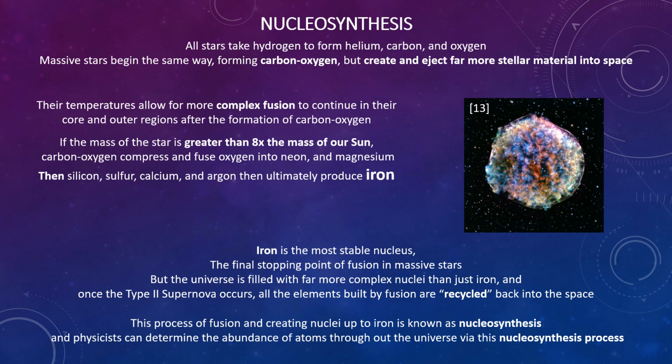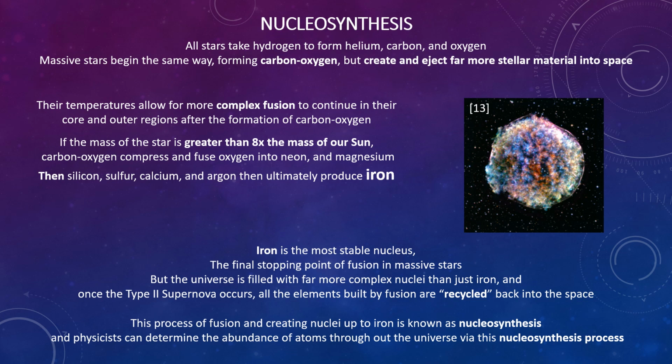Massive stars' temperatures allow for those complex fusion cycles after carbon and oxygen. And if the mass is greater than 8 times that of our sun, we will get a lot of oxygen compressing into neon and magnesium, and then silicon, sulfur, calcium, argon, and iron. And these are all elements that we can find in our body and are necessary for life. Iron is the most stable atomic nuclei, and it is the stopping point for fusion in massive stars.